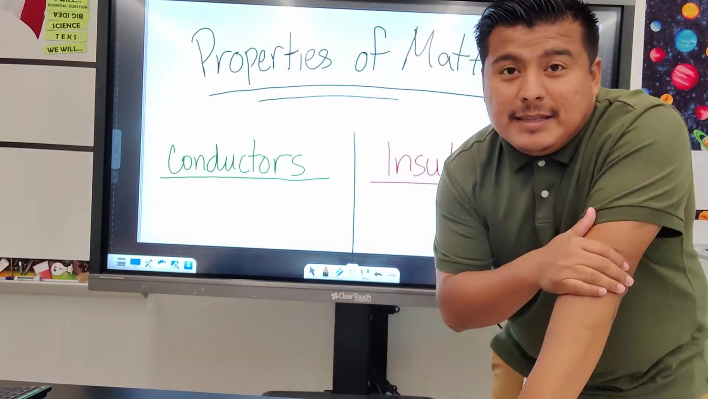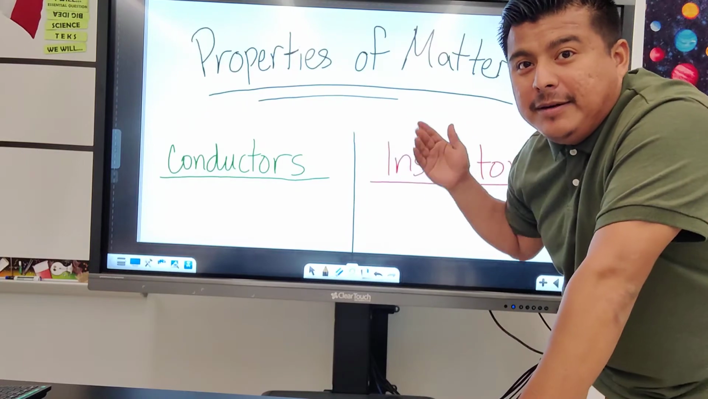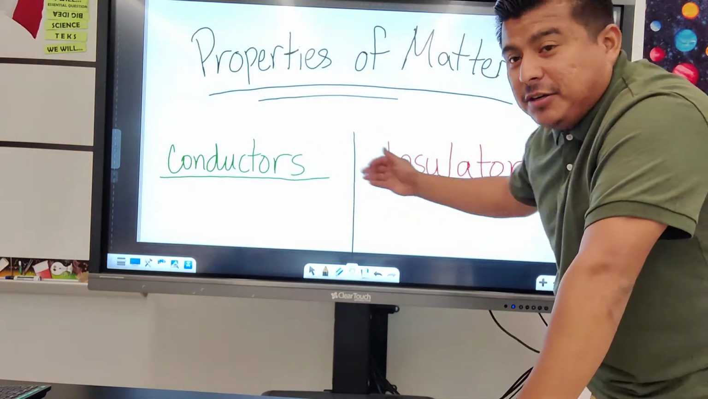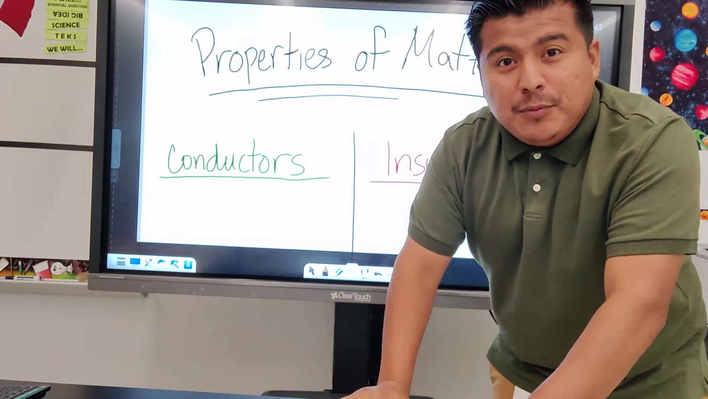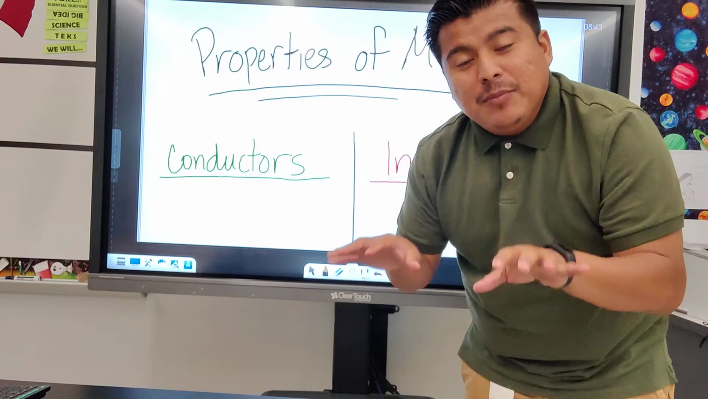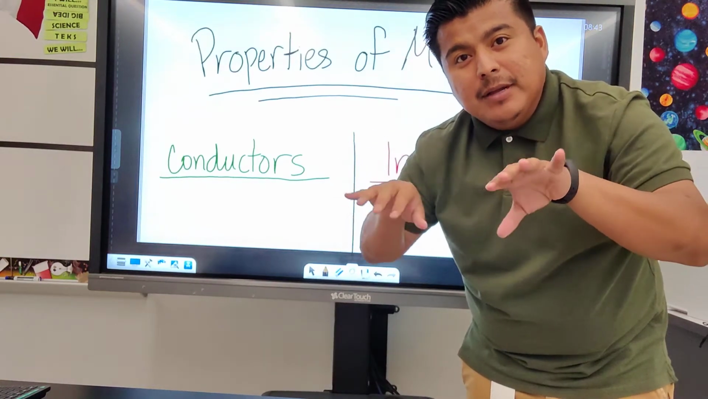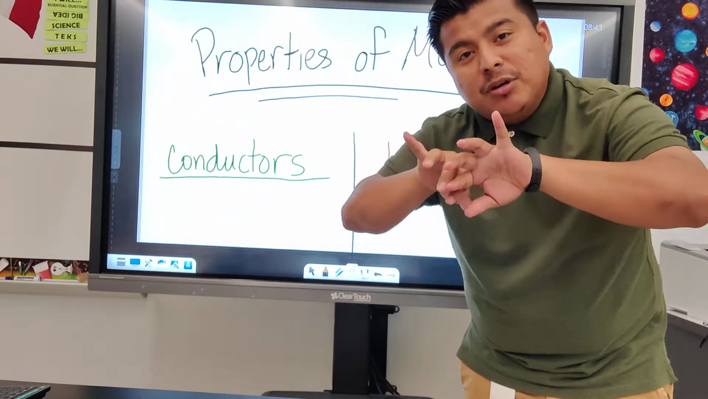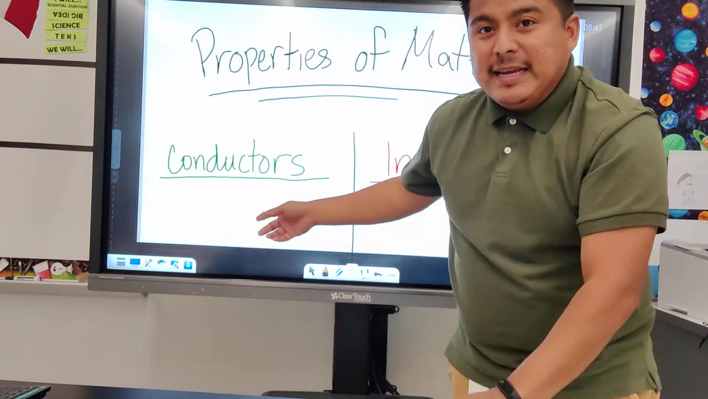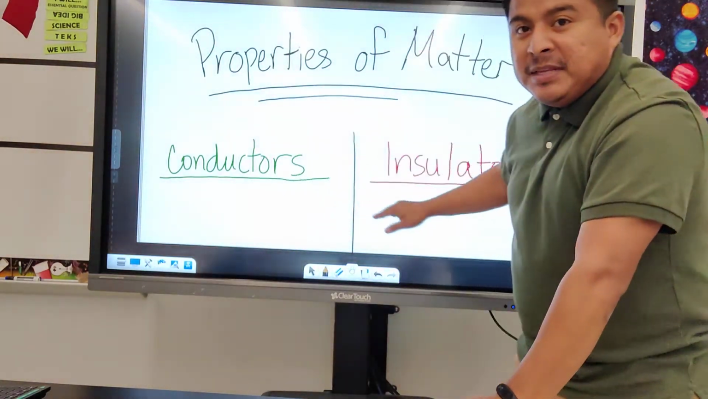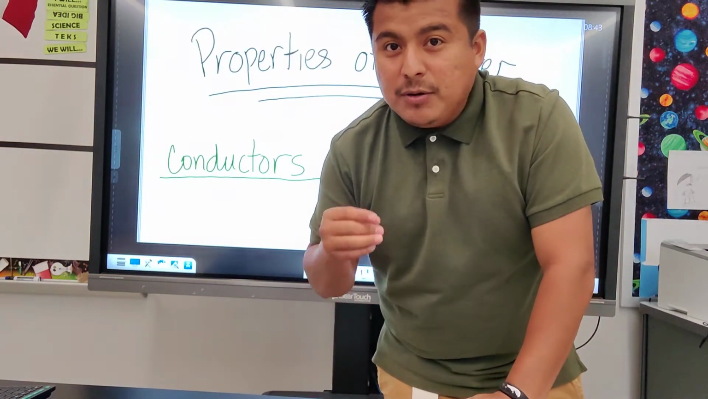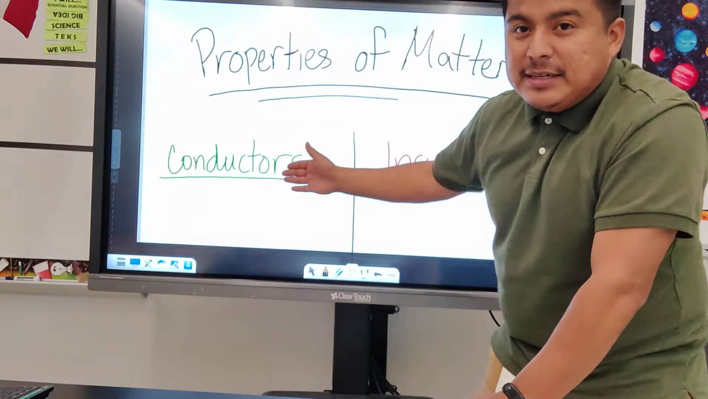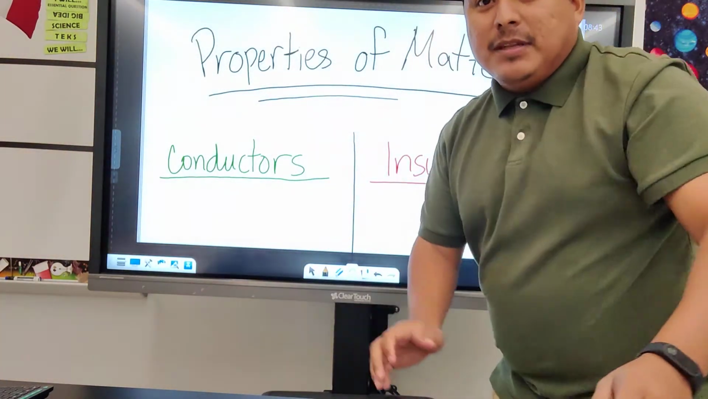Hey guys, this week we're going to continue talking about properties of matter, and this time we're going to focus on conductors and insulators. Again, whenever you're working with properties of matter, most of the time we're trying to separate or sort things out. We're looking at different matter and sorting it out. In this case, we're basing them off the conductors and the insulators of electricity. We'll do a couple of experiments and then we'll see what is a conductor and what is an insulator. So let's get to it.